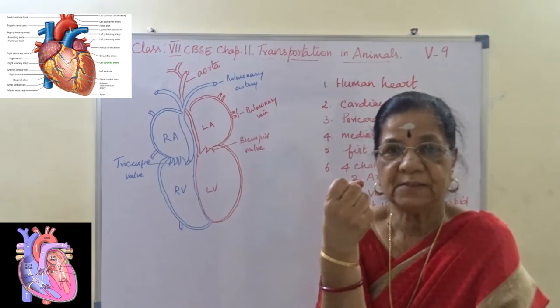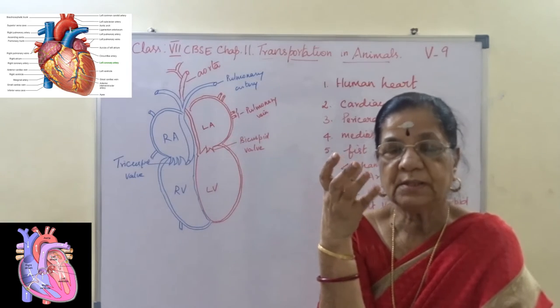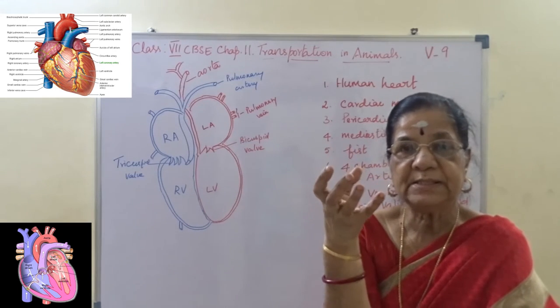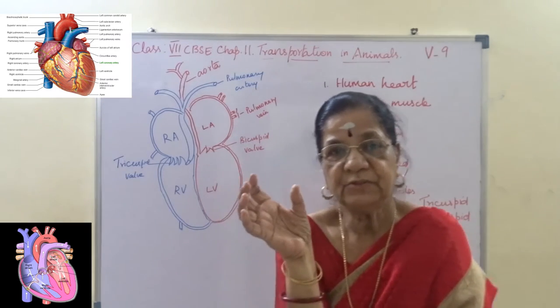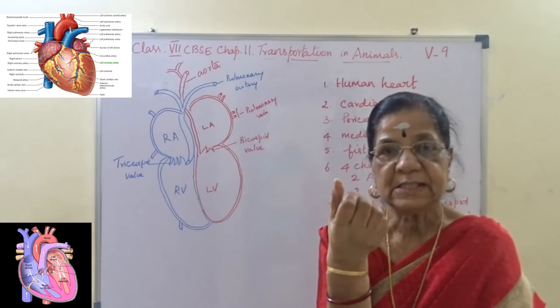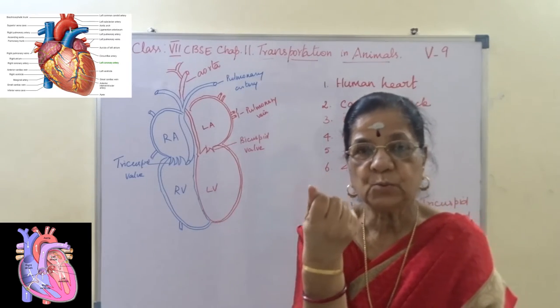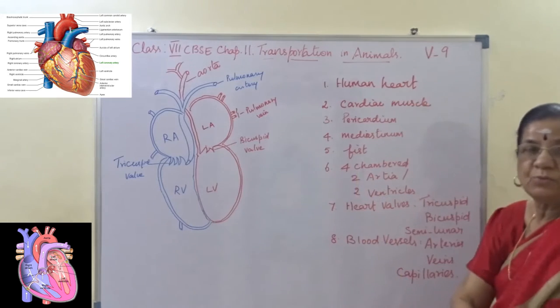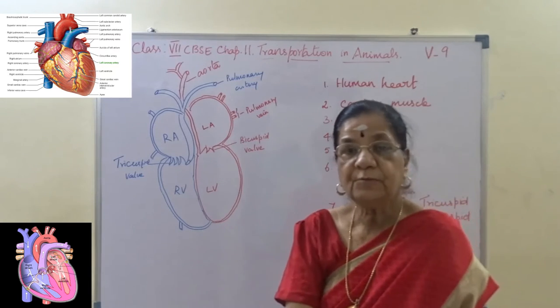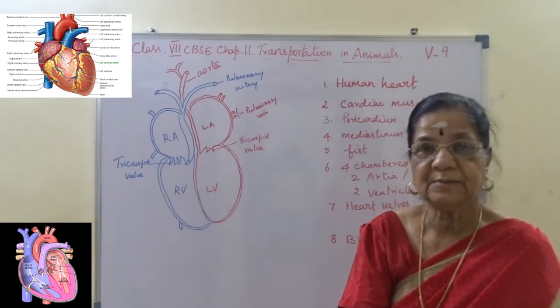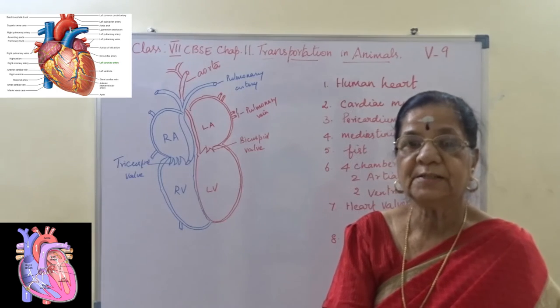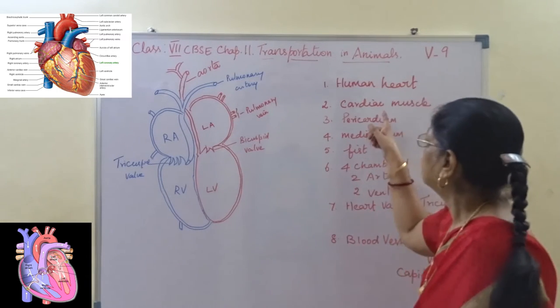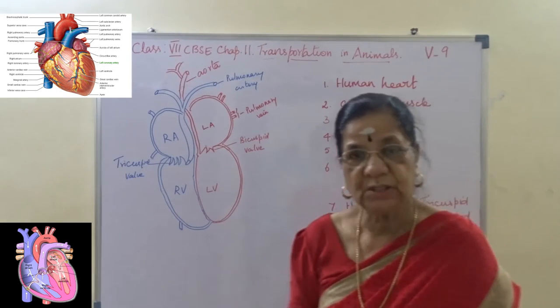I hope you understand. So the human heart is located in the mediastinum position in between the two lungs. The size of the heart is one's own fist. Okay. And then the heart is made up of cardiac muscle. It is a muscular organ and it is formed of cardiac muscle.